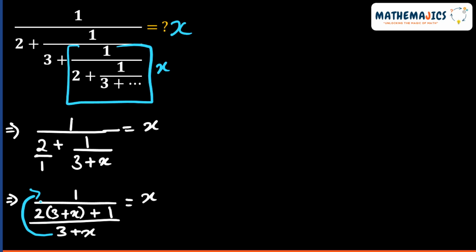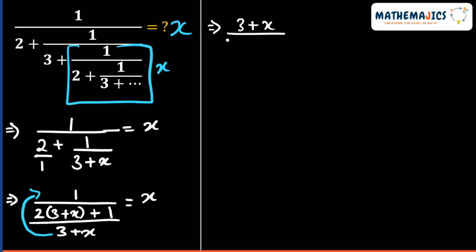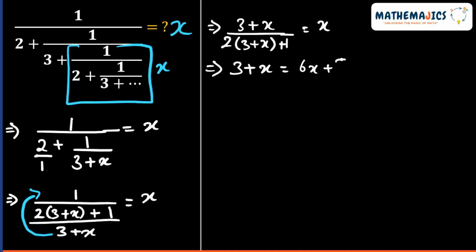So let's jump to the next step. So in the next step, we will get 3 plus x upon 2, 3 plus x plus 1 is equals to x. In the next step, we will be simplifying this further. We will get 3 plus x is equals to 6x plus 2x square plus x. Let's simplify this further. We will get 2x square plus 6x minus 3 is equals to 0.